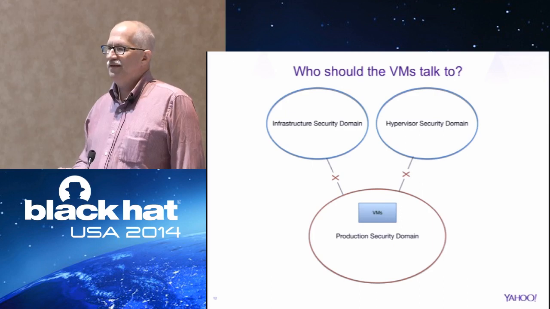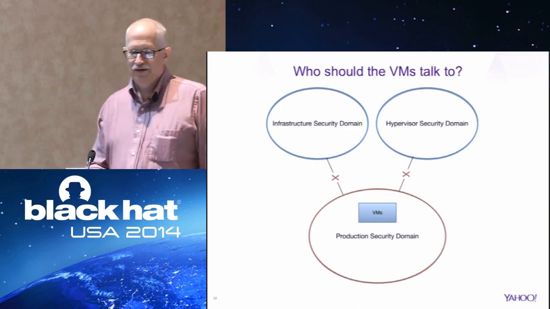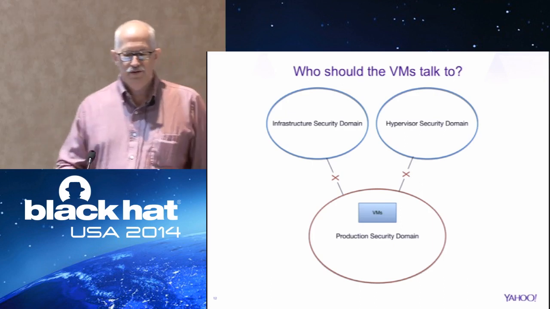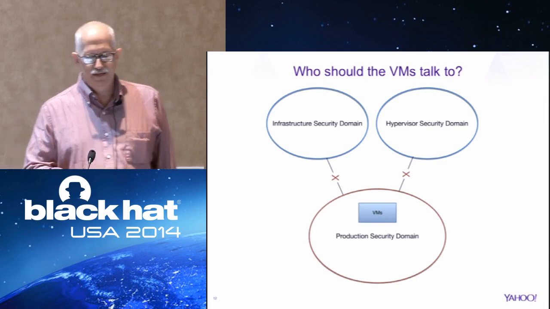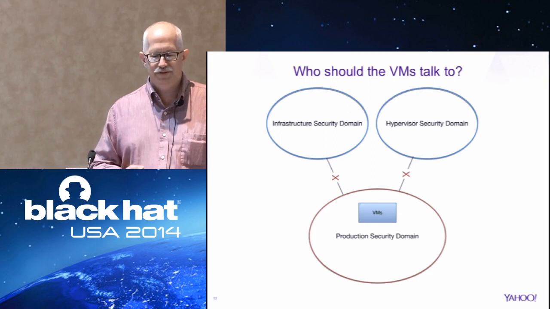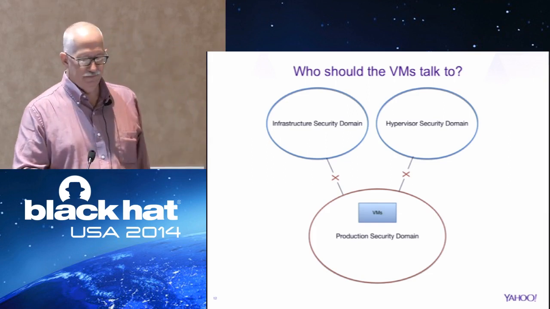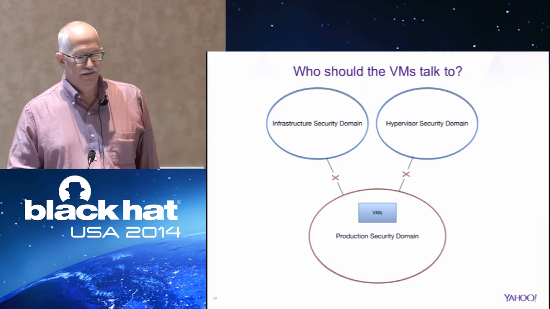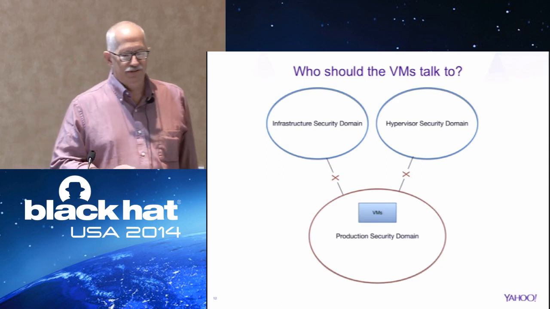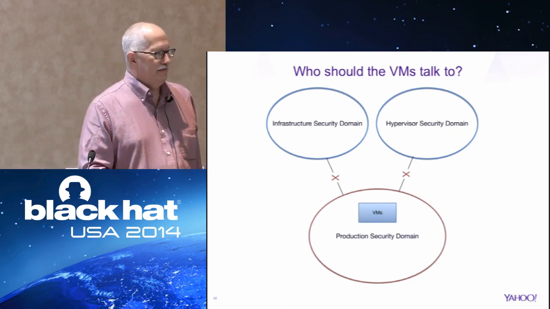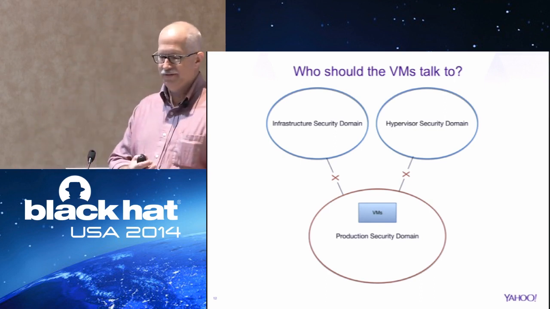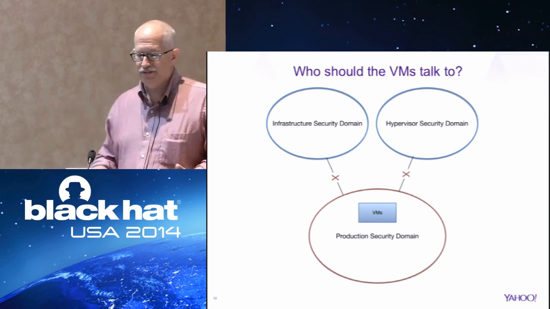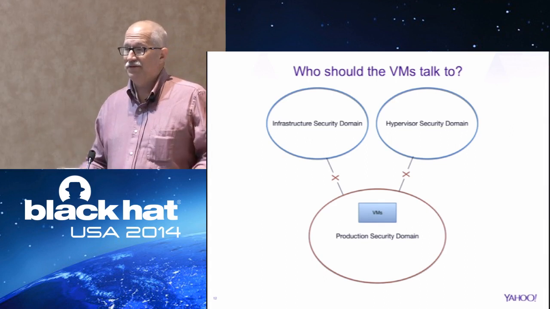So who should the VMs talk to? At Yahoo, we've segmented our network according to what type of data the machine or VM handles. The infrastructure nodes and the hypervisors have their own separate security domains, and the VMs cannot talk to them. So you're probably asking yourself, what about the metadata service, where the VM connects to a hard-coded IP address to find out what its configuration is? Well, we don't use it.